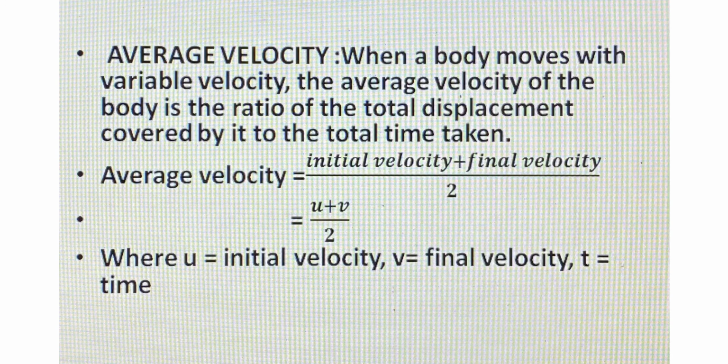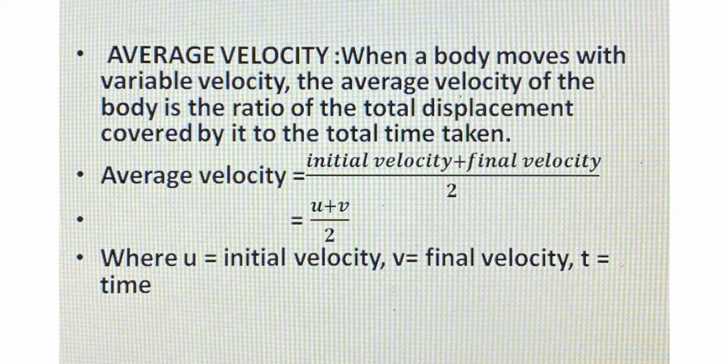Next is average velocity. When a body moves with variable velocity, the average velocity of the body is the ratio of total displacement covered by it and total time taken. The formula for average velocity is initial velocity plus final velocity divided by 2, that is, u plus v by 2, where u is initial velocity, v is final velocity, and t is time taken. Students, you have to keep in mind that initial velocity is denoted by u, final velocity is denoted by v.